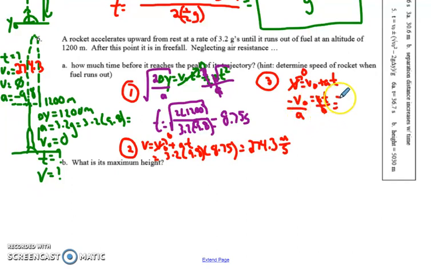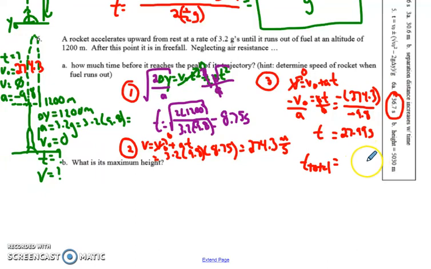So my time is equal to minus my initial velocity, which is the 274.3, over the negative 9.8 meters per second squared. And so that time works out to be 27.99. And then I take this time, this is the slowing down time, this is the speeding up time, and add the two to get a total time of the given value of 36.7 seconds.